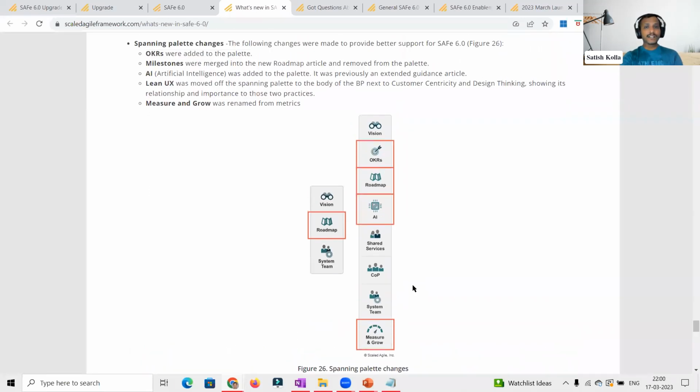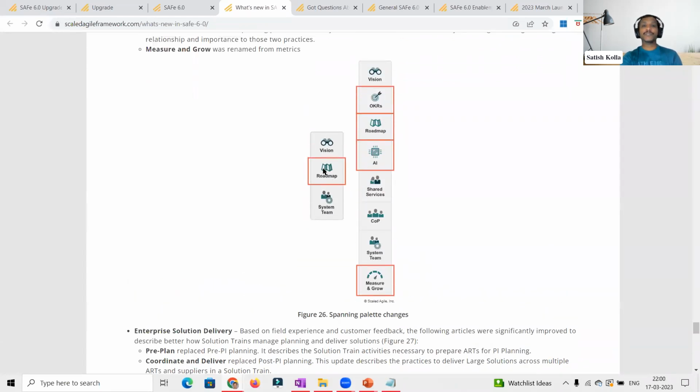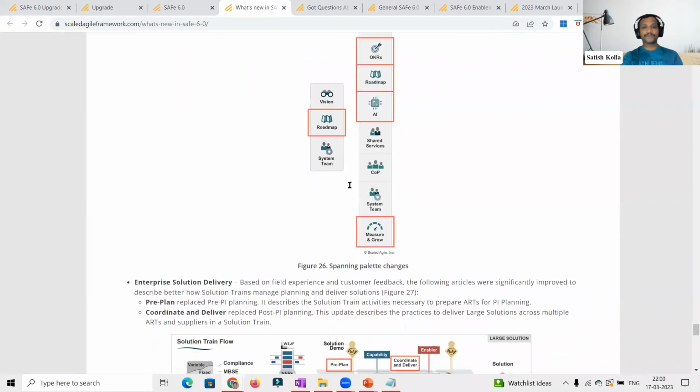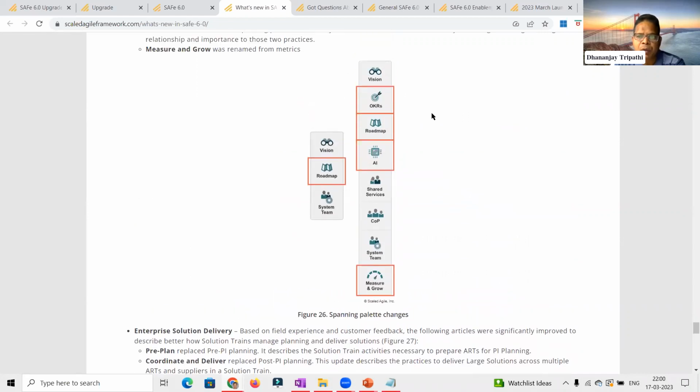And the roadmap is added into the essential framework as well, giving a direction indication that even in the essential configuration, we still need a roadmap. Earlier, this roadmap was not there. Now it is added along with the vision and the system team in the essential configuration. Whenever there is a spanning palette on the right side, it means it's applicable to all the layers in the configuration of SAFe, whether team level or portfolio level. It's impacting everywhere. That's why we have items on the right side.